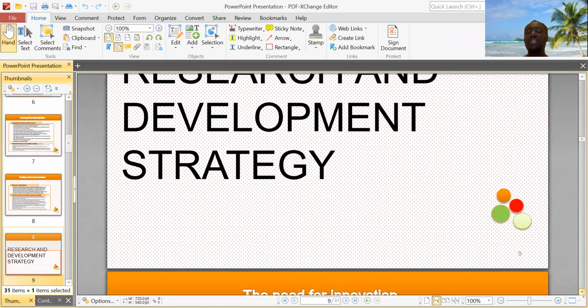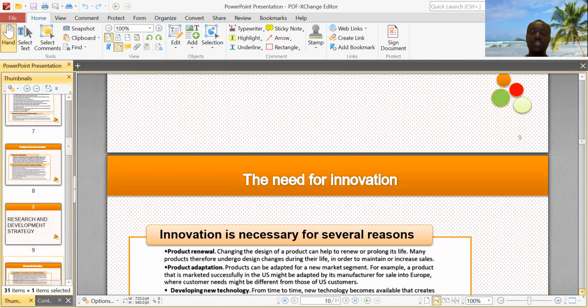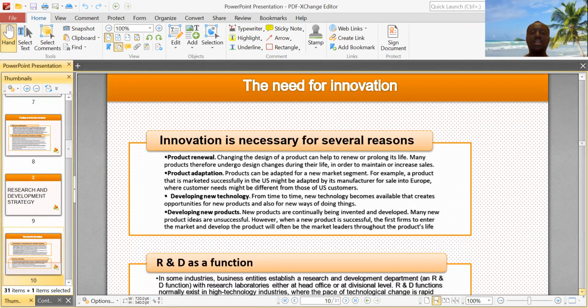Now let's talk about the research and development strategy. Innovation is necessary. As we all know, one of the things we know when it comes to Apple is innovation. So innovation is really necessary, and it's necessary for several reasons. Number one is product renewal. Product renewal is basically changing the design of a product, and that helps to prolong the life of the product.